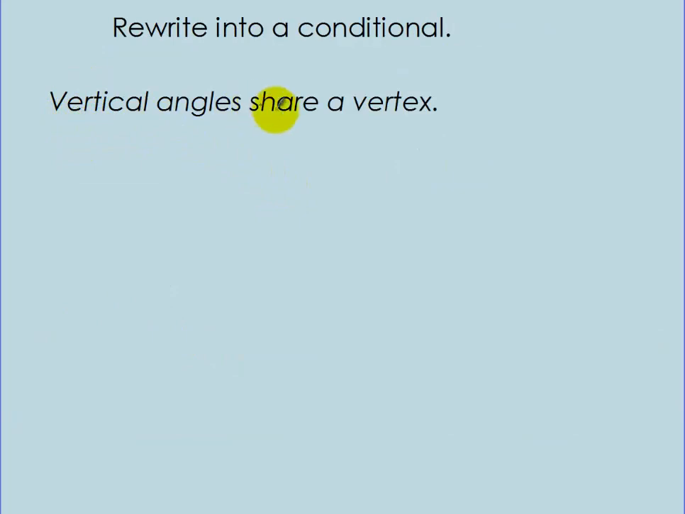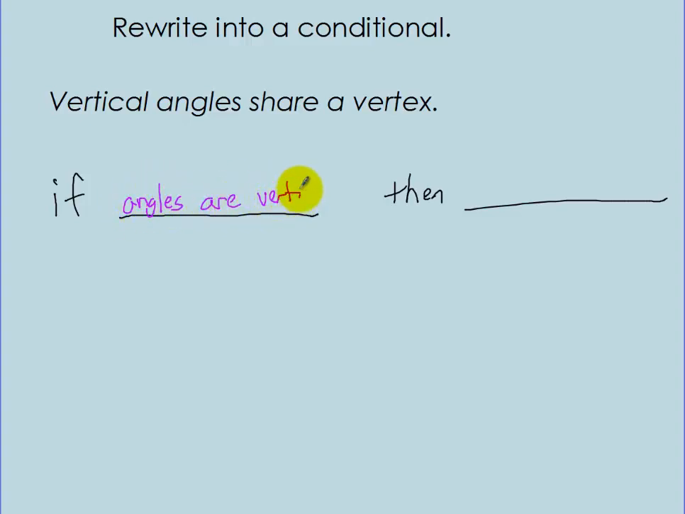I have a sentence right here. Vertical angles share a vertex. So we want to write it as if blah, then blah. So what are our two blahs here? Well, vertical angles share a vertex. We can say if angles are vertical angles, then they share a vertex. So if angles are vertical angles, then they have to share a vertex, because that's those angles that are back to back. So that's true.